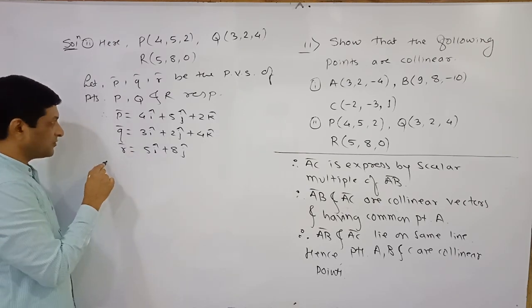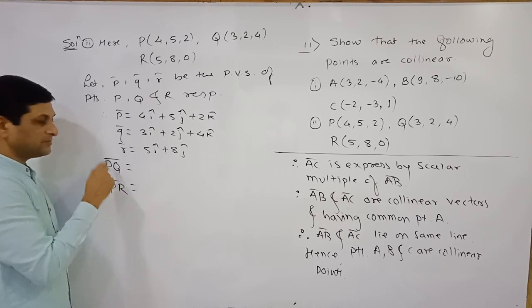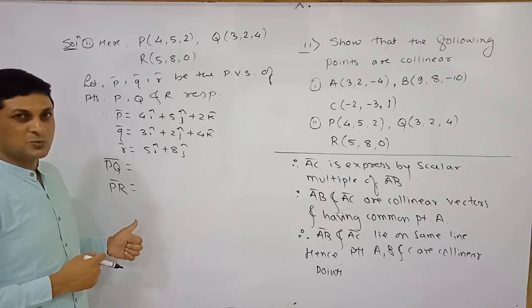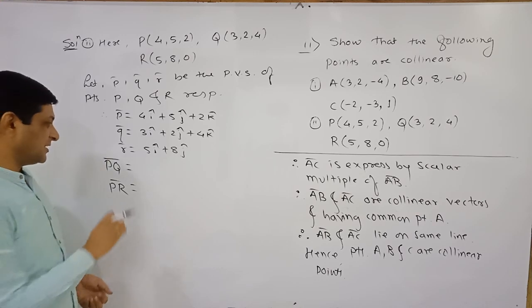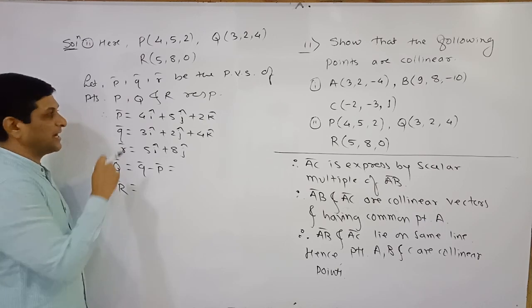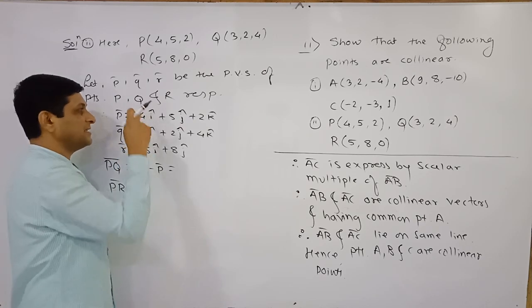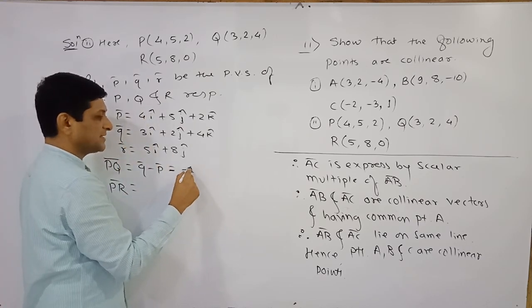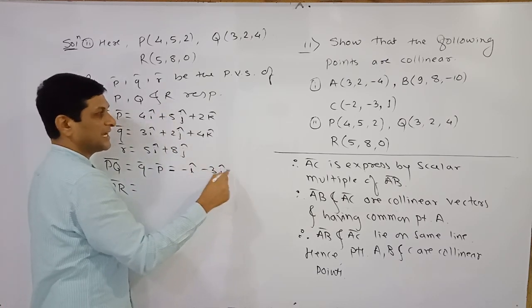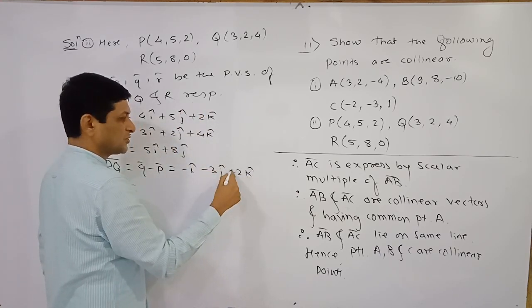Now we are trying to find the value of PQ bar, and later on we will try to find the value of PR bar. And if these vectors satisfy which condition? One vector is expressed as scalar multiple of another, then these two vectors are collinear, hence the points are also collinear. So PQ bar can be expressed in terms of position vectors as what? Q bar minus P bar. Already the values of Q bar, P bar are known to us. Take their subtraction. 3i minus 4i will be equal to minus i cap. Then 2j minus 5j will be minus 3j cap. 4k minus 2k will be equal to plus 2k cap.